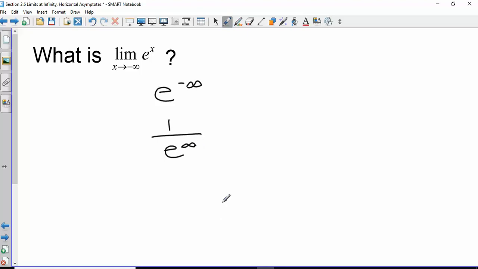What happens if you take e to a bigger and bigger power? This e to the infinity is just going to infinity. It's just going to get bigger and bigger. If you take a number, let's think about 2 for a second: 2 squared, 2 to the third, 2 to the fourth, 2 to the fifth. It's getting bigger as that power gets bigger. What does 1 over infinity turn into? 0.